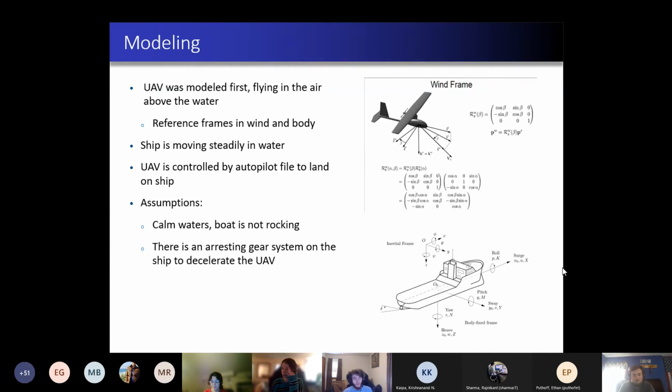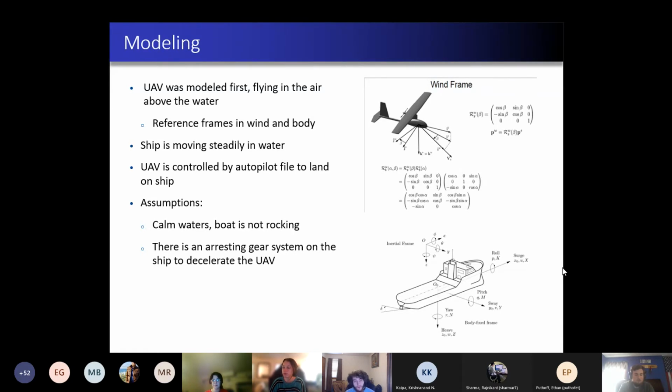So for the modeling, we actually modeled the UAV first by taking our autopilot code from the class and used that for most of the dynamics behind the UAV. And we were modeling the ship as steadily moving through the water, where we can orient the axis in which the ship is referenced in just its forward direction so that it could be traveling exclusively along the north axis, which was our case.